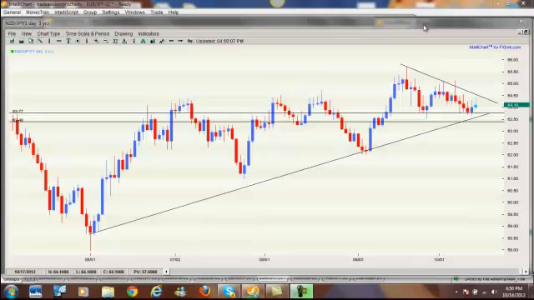Alright folks, it's Josh Taylor, and we're going to go through a bunch of charts today, basically doing the market preview for the week of October 15th, 2012, and this is the Forex market preview. And the first pair we're looking at here is the New Zealand dollar yen.